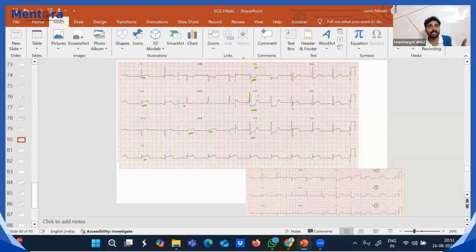I am suspecting based upon ST depressions in V1, V2, V3, tall R waves in V1, V2, and also upright T waves. So now I ask the sister to do V7, V8, V9 ECGs. Then what will happen? Let us see.